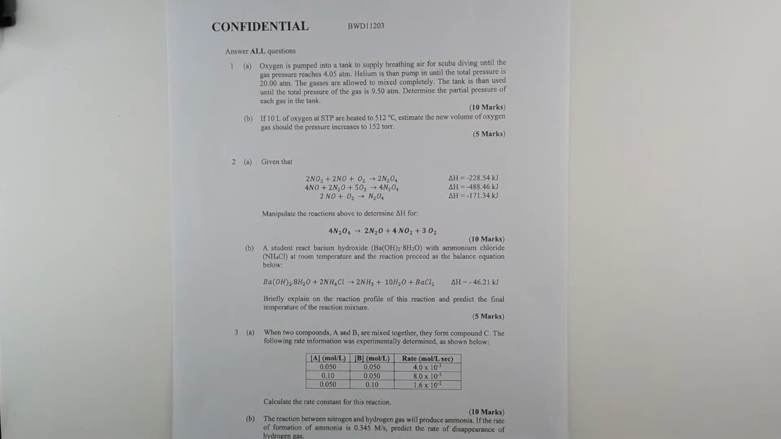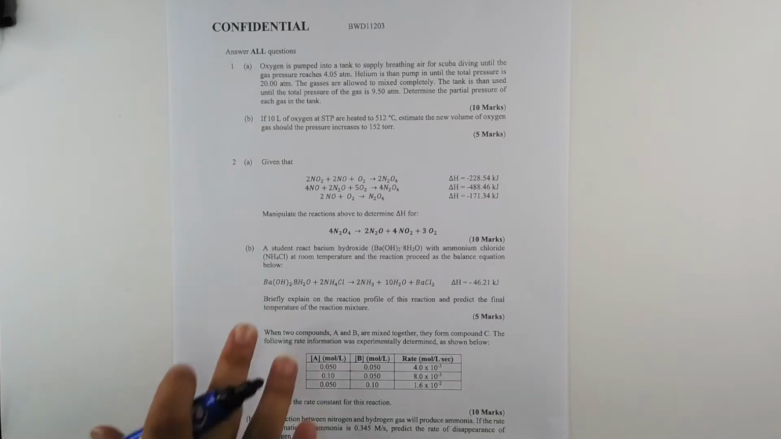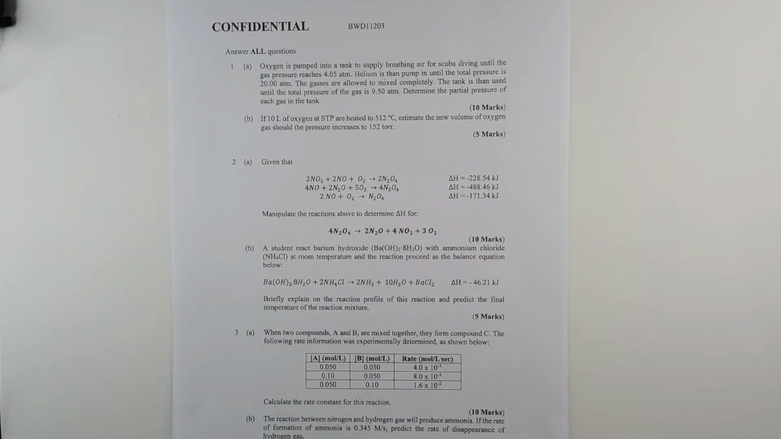Okay, let's move on to question number 2b. A student reacts barium hydroxide with ammonium chloride at room temperature, and the reaction proceeds as the balanced equation below. So this is the balanced equation. Briefly explain the reaction profile of this reaction and predict the final temperature of the reaction mixture. Right, so how are you going to answer this question?